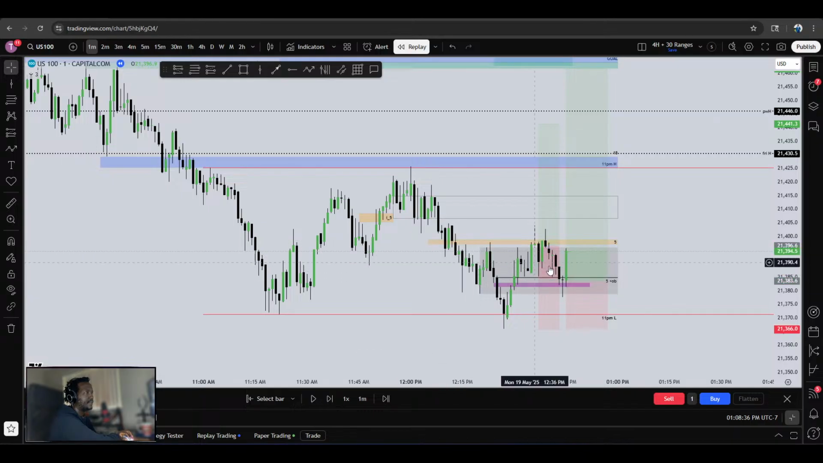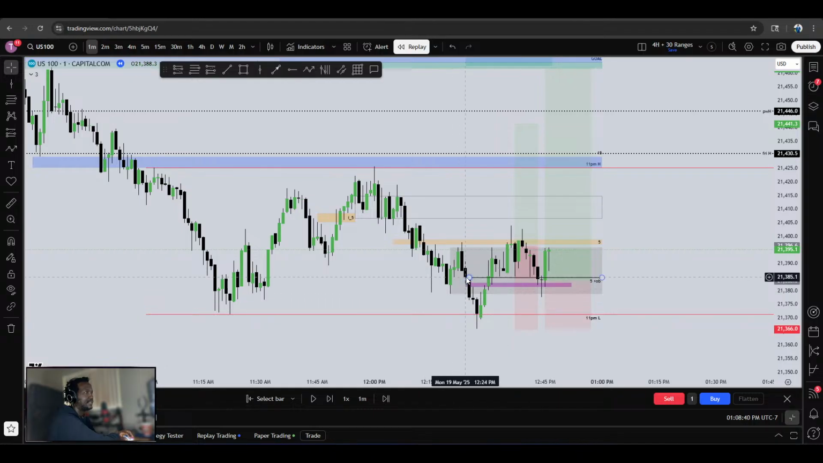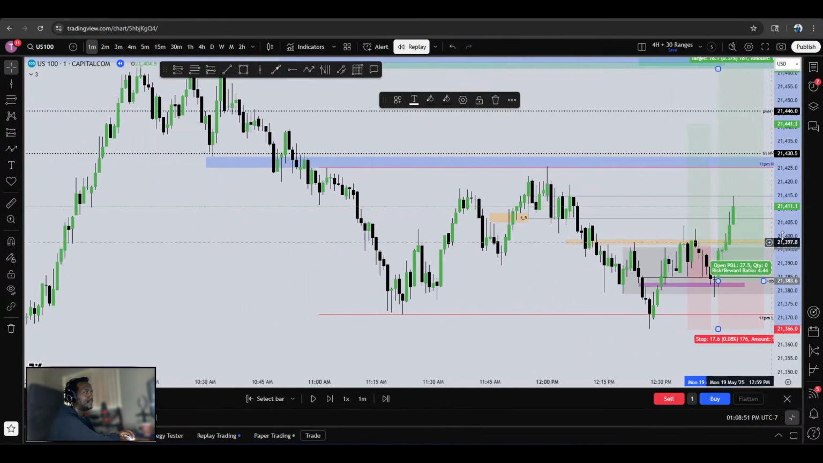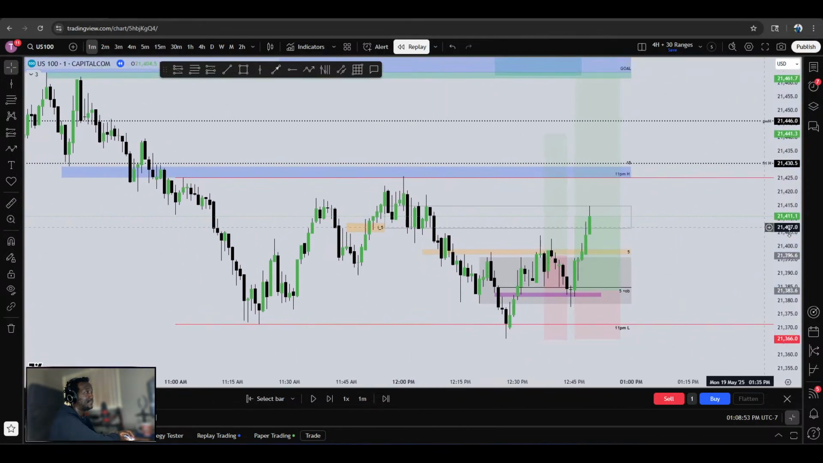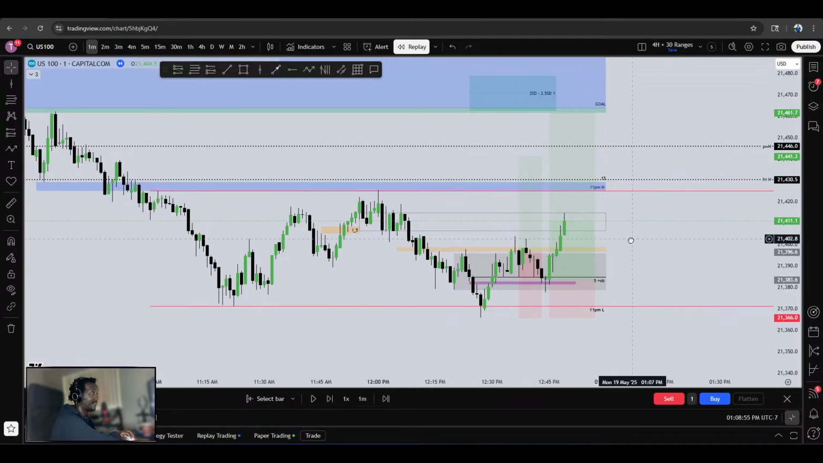And right there I do get another nice entry. So it was just this inverted 1-minute fair value gap right here, and we just started going up. In this case I'm happy because I'm in profits, at 1250. I like it when it gets me in profits.